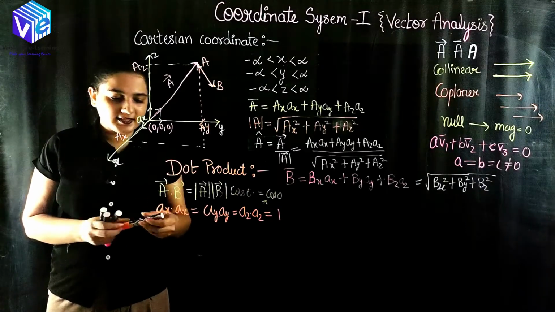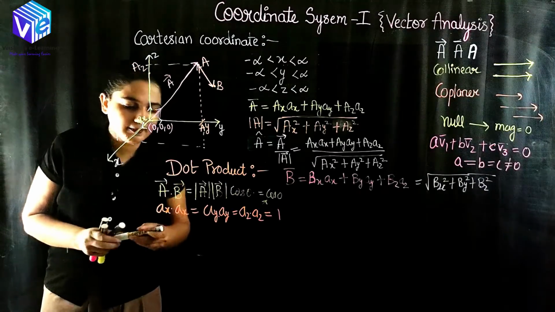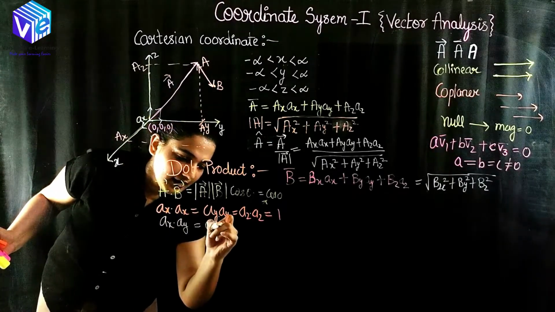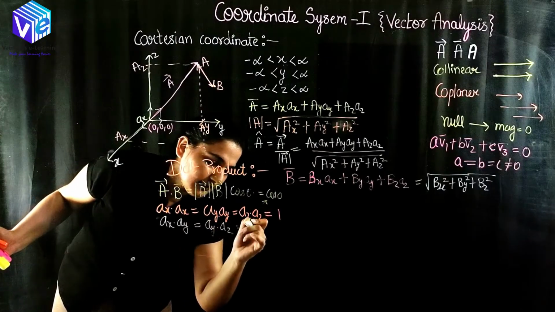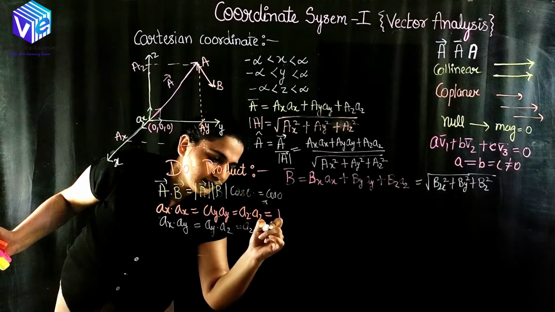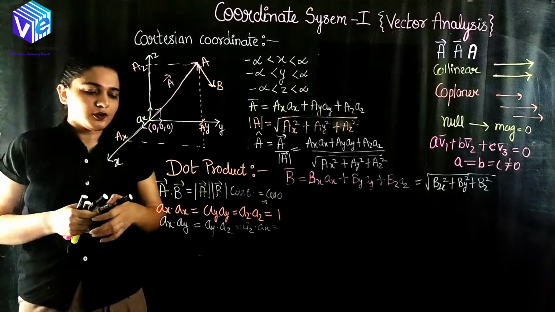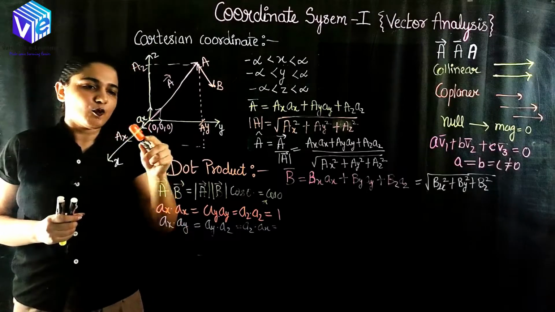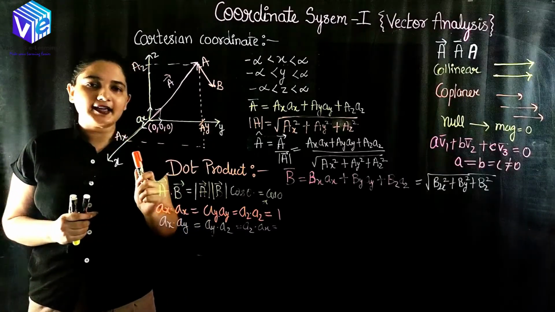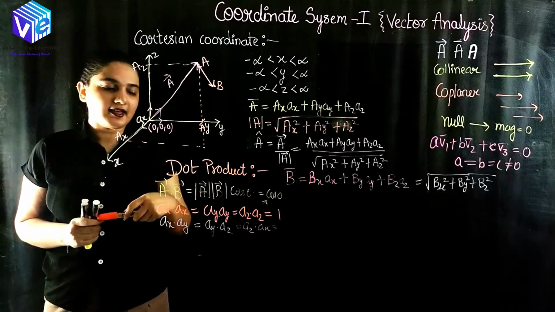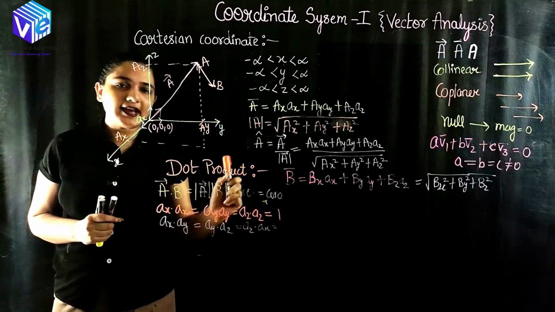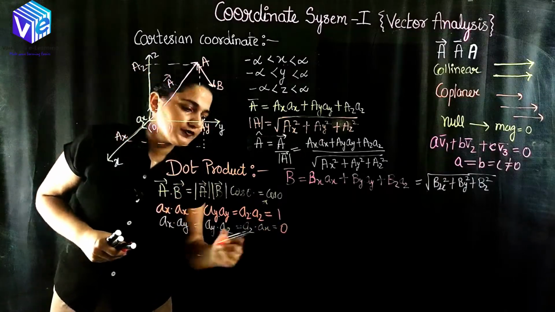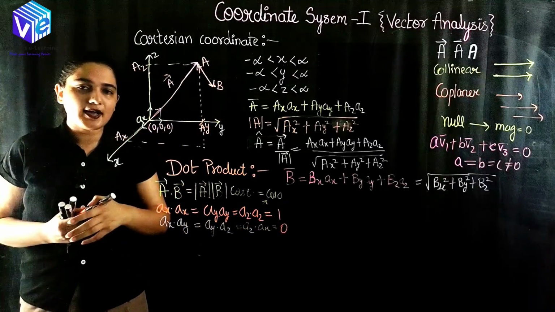Now coming to the next scenario, in this scenario I will be having ax dot ay, ay dot az and az dot ax. So what would be the answer? So here x is multiplied with y. What is the angle between ax and ay? It will be 90 degrees. Cos of 90 is 0. When 0 is multiplied with anything, it will be 0. So all of these will be giving me 0 as the output.